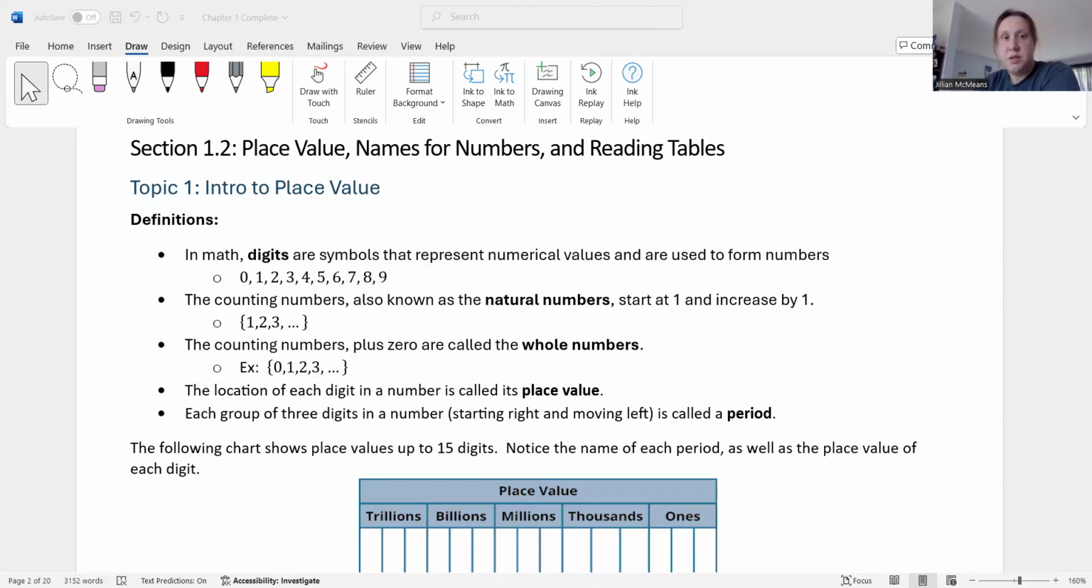In this section, we're going to talk about place value, names for numbers, and reading tables. And in this video specifically, we're just going to talk about place value. So that's topic one, intro to place value.